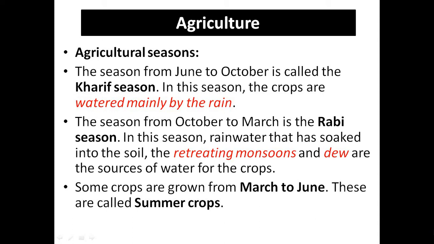The season from June to October is called the Kharif season. In this season, the crops are watered mainly by the rain. The season from October to March is the Rabi season. In this season, rainwater that has soaked into the soil, the retreating monsoons and dew are the sources of water for the crops. Some crops are grown from March to June. These are called summer crops.